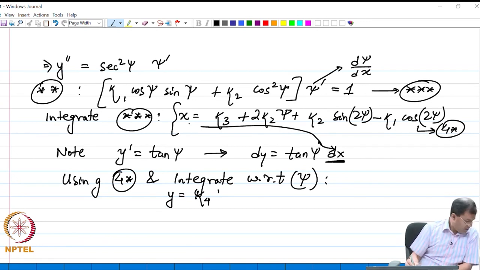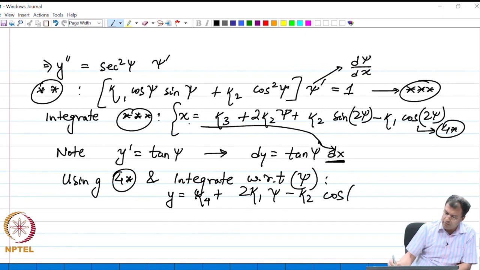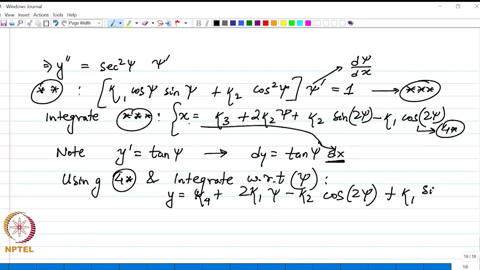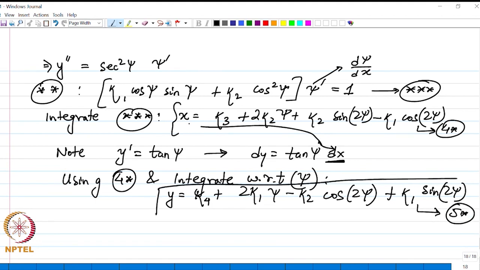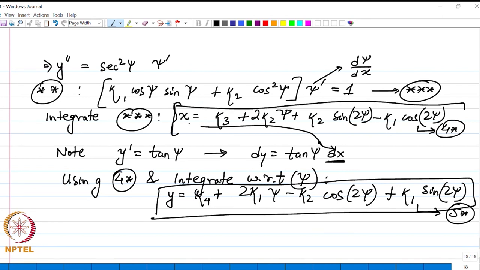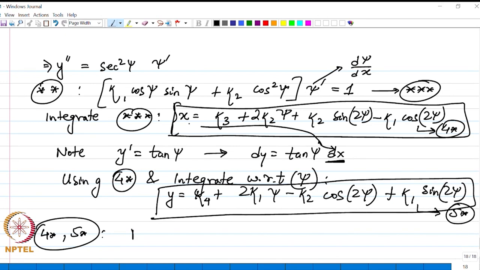Y comes out to be kappa 4 plus 2 kappa 1 psi minus 2 kappa 2 plus kappa 1 sin 2 psi, right, and let me just denote it as 5 star, okay. I am just giving the solution to this problem. Students are expected to go through all the steps and do the integration. This is not a very difficult integration to perform. So, which means that the solution is given by 5 star and 4 star here, okay. So, my 4 star and 5 star are my parametric solution given by x of psi comma y of psi, right.